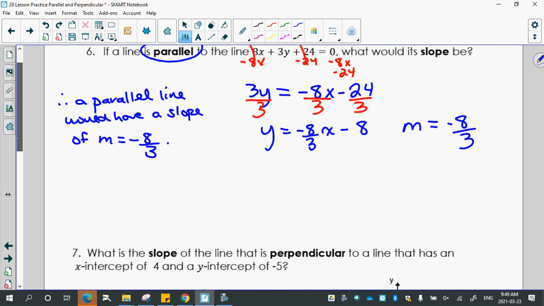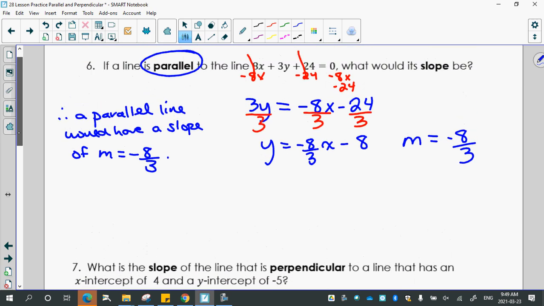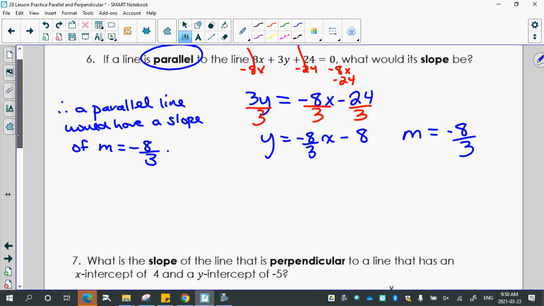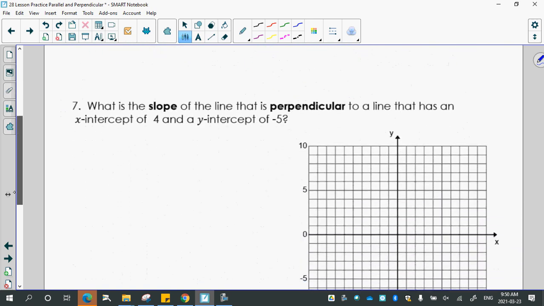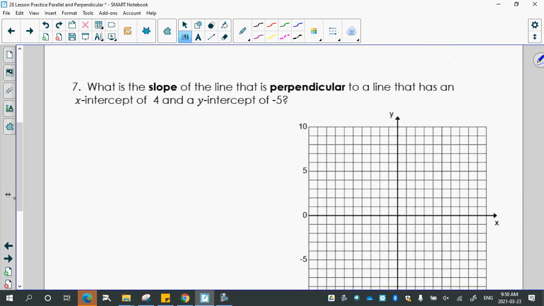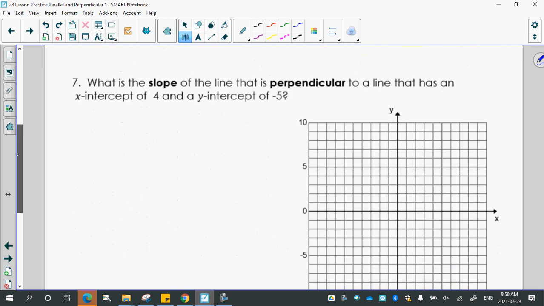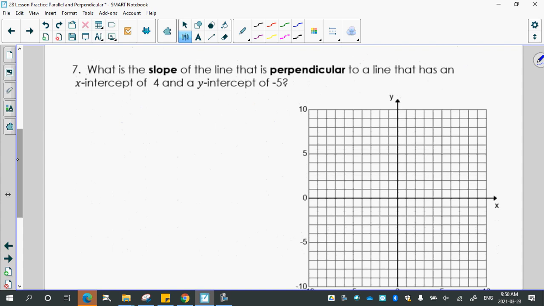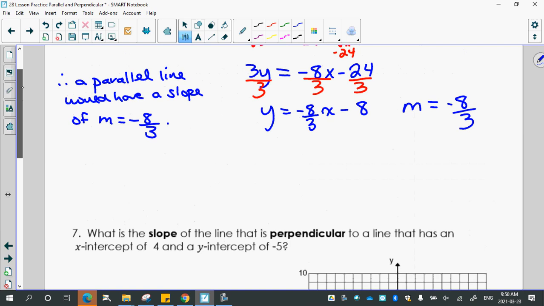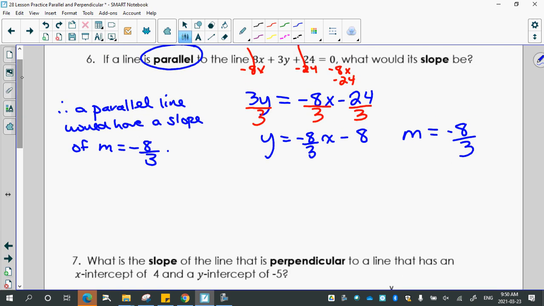And then number 7. What is the slope of a line perpendicular to a line that has an x-intercept of 4 and a y-intercept of negative 5? So it gives you a place to graph in order to find the slope of the initial line. So once you're done 6, move on to 7. You should be able to plot the x and y intercepts, figure out the slope.